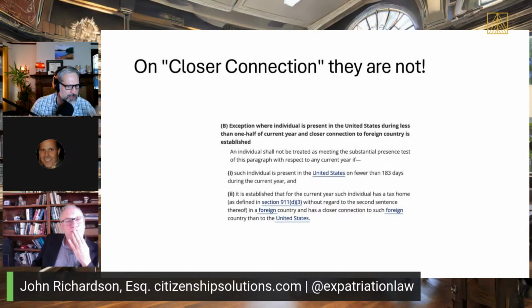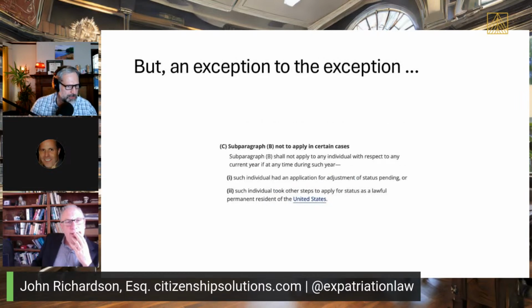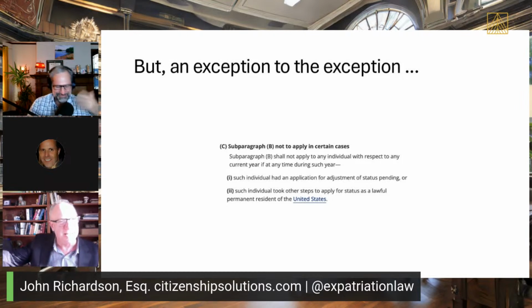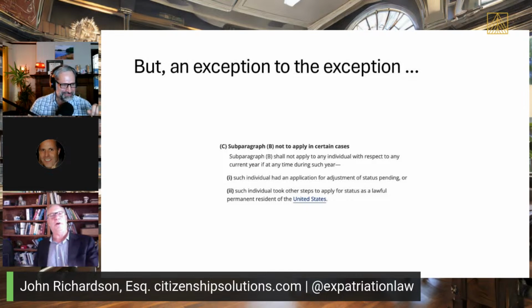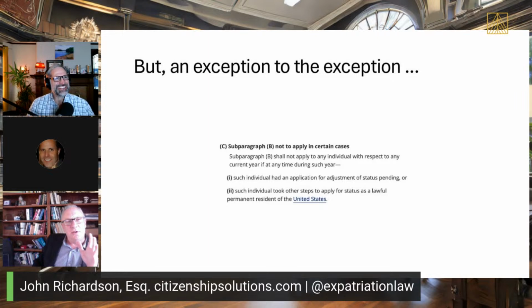Before we get there, remember we have a carve out to the carve out, right? It's just one carve out to the next carve out. Now, this is quite interesting because you cannot use this if you're trying to get a green card. Basically, in summary, this feeds into the whole idea of defining tax residency in terms of status, who you are.